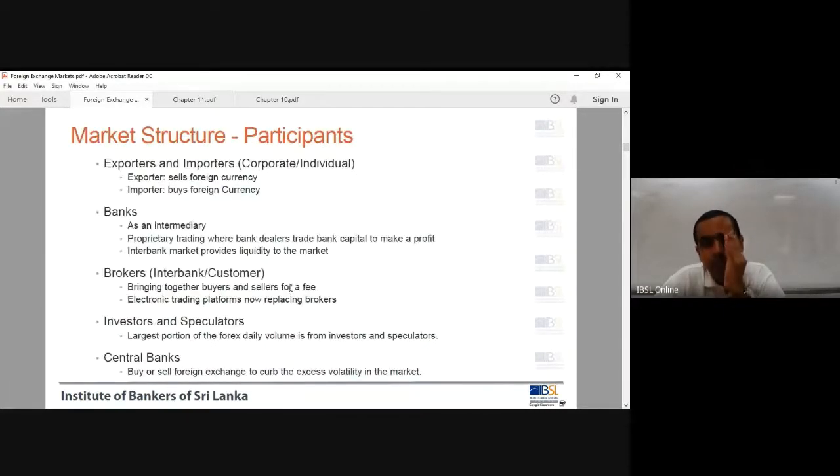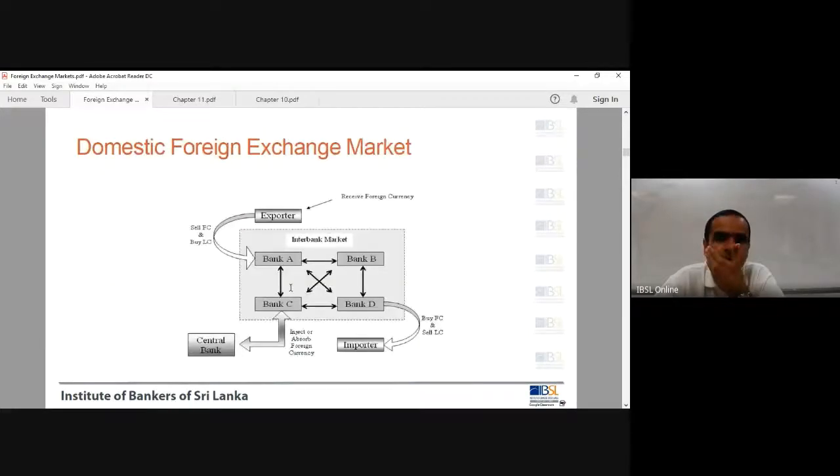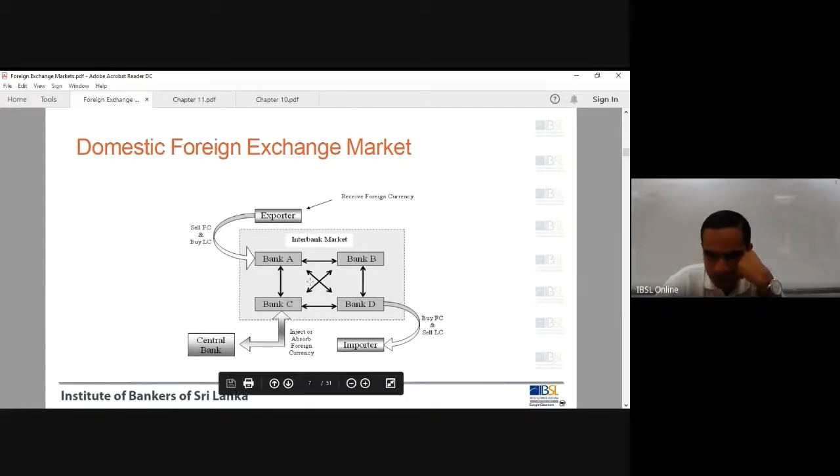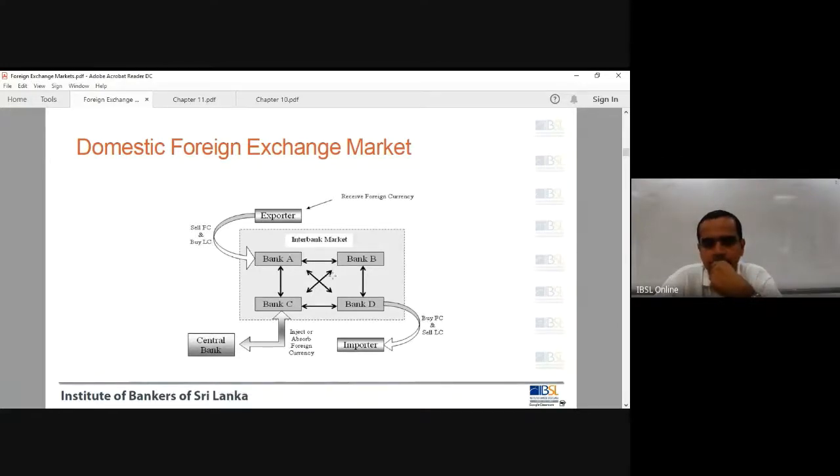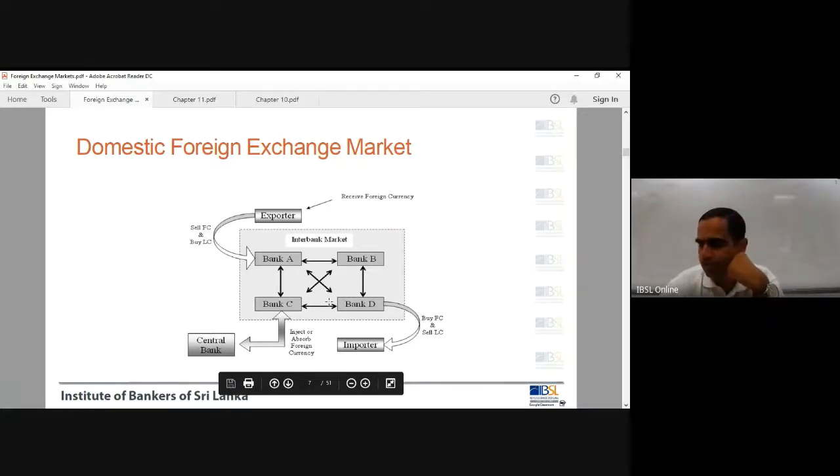So this is how foreign exchange transactions happen. Foreign currency is brought in through an exporter. They will buy or sell the foreign currency to a certain bank, or maybe a couple of banks. When the bank gets foreign exchange, they will start trading amongst themselves. Foreign exchange transactions will get traded amongst different banks. And eventually, importers will buy some of the foreign exchange, and also the central bank will intervene from time to time.